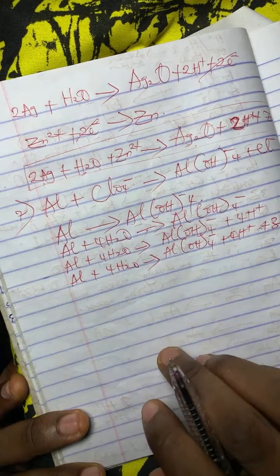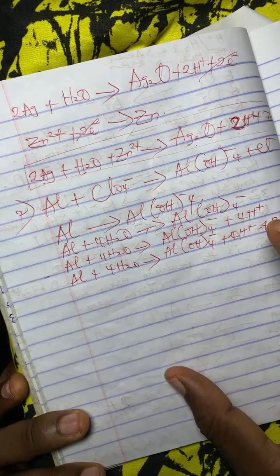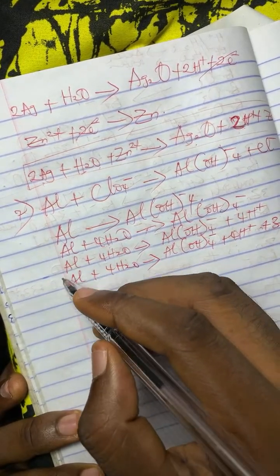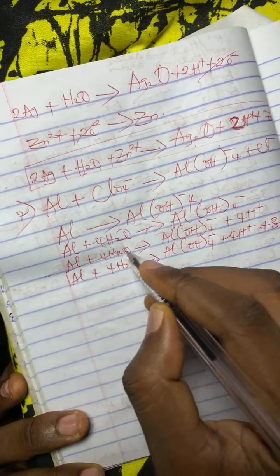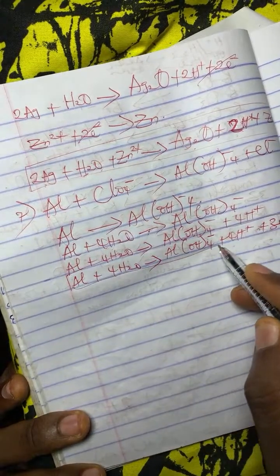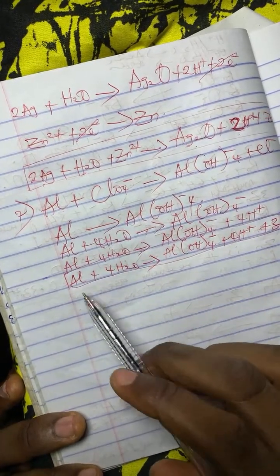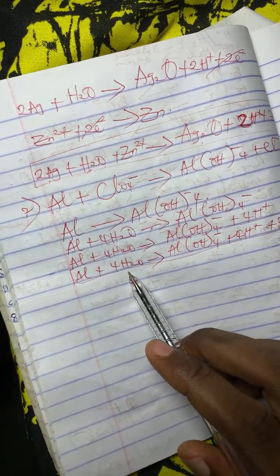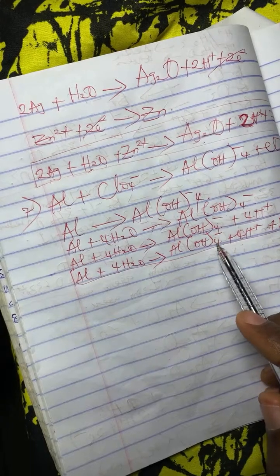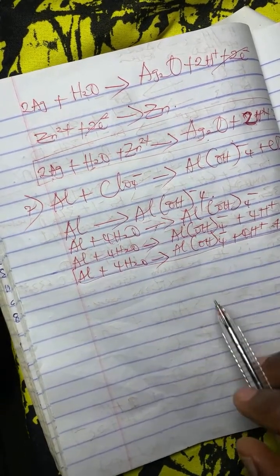Are you following what we are doing here? So in this scenario now, we are arriving there. So this is balancing the half reaction. This is the first way. I will show you something. Just work with me. The charges are balanced here. Al plus 4H2O will give us Al(OH)4 minus plus 4H plus plus 3 electron. The charges are balanced, the atoms are balanced and all.